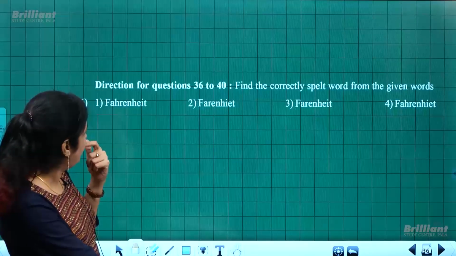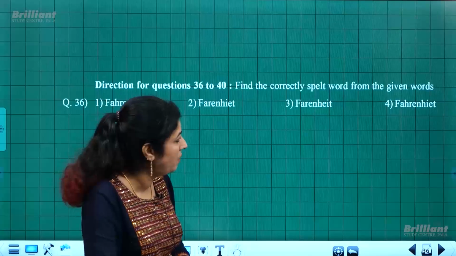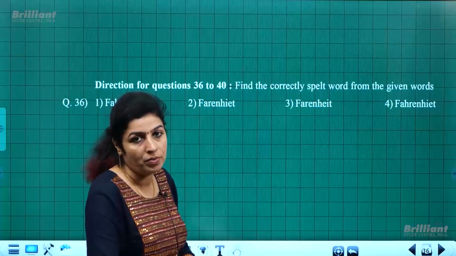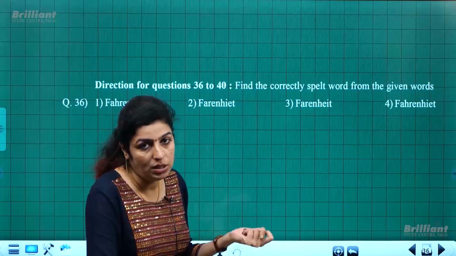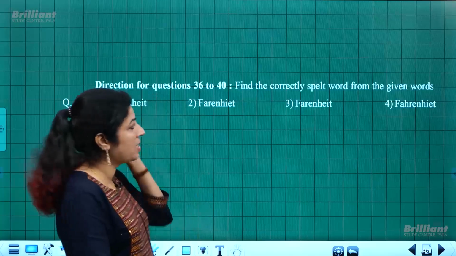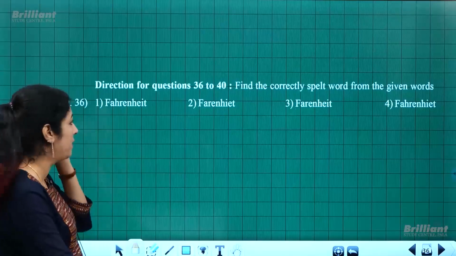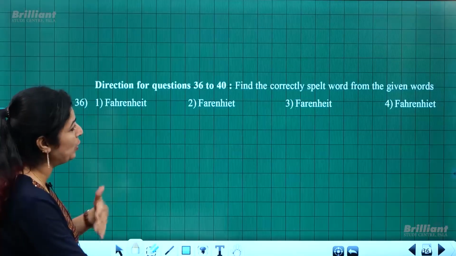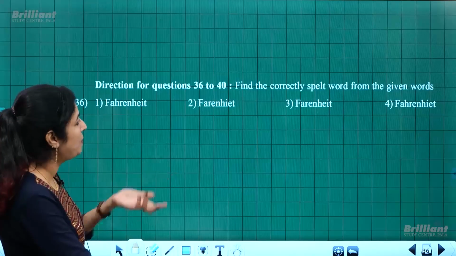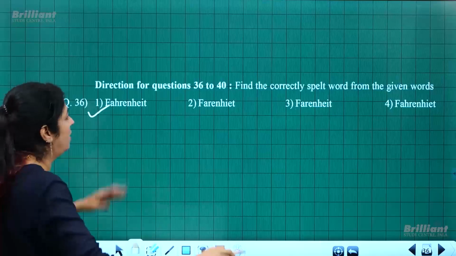Now, directions for questions 36 to 40: find out the correctly spelled word from the given words. You have to find the word from the following which is the correctly spelled one. So the first one is Fahrenheit. Since you're science students, you might know which spelling is correct. It's Fahrenheit, the first one, not the others.